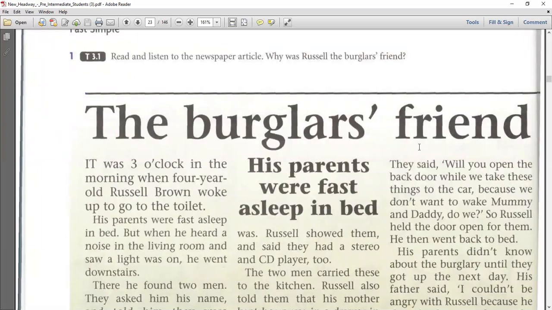Actually, this story teaches you how to use past verbs in the story.